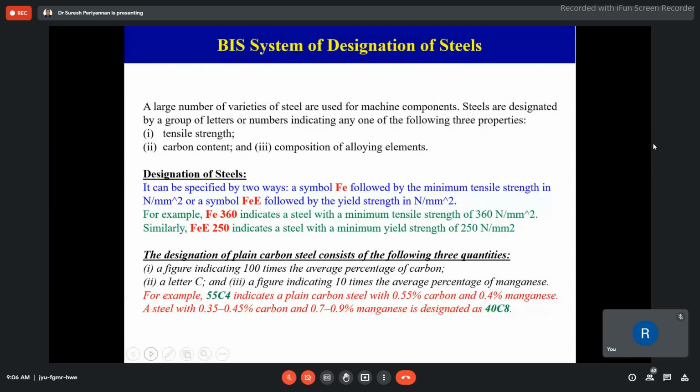You see here, before entering into the steels, what are the basics we are going to consider in these designations of the steel? A large variety of steels are used in machine components. Steels are designated by a group of letters or numbers indicating the following.